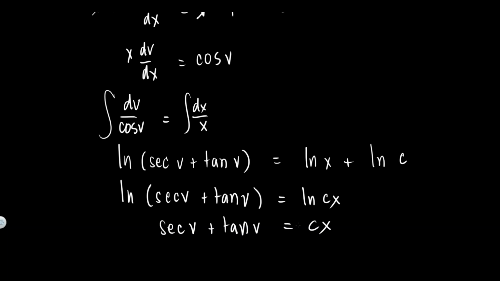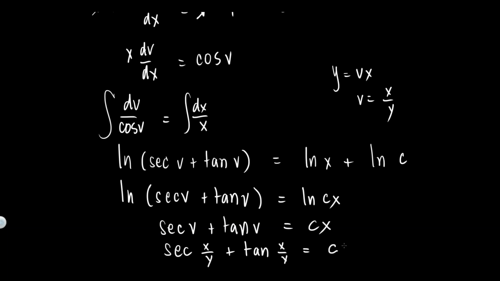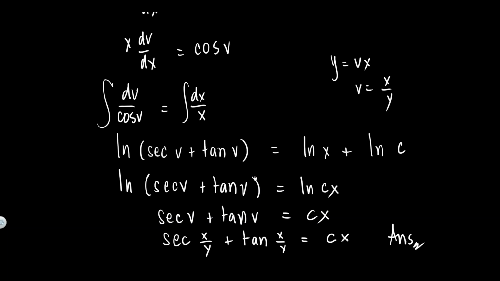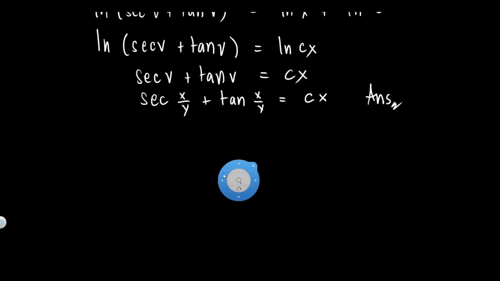So, ang ginamit nating substitution is y equals vx. So, v is equal to y over x. So, dito lang yan. Sec v, so sec of y over x plus tan of y over x equals cx. Okay? So, this is the general solution. So, madali lang, no? Okay, isa pa. Problem number 4.